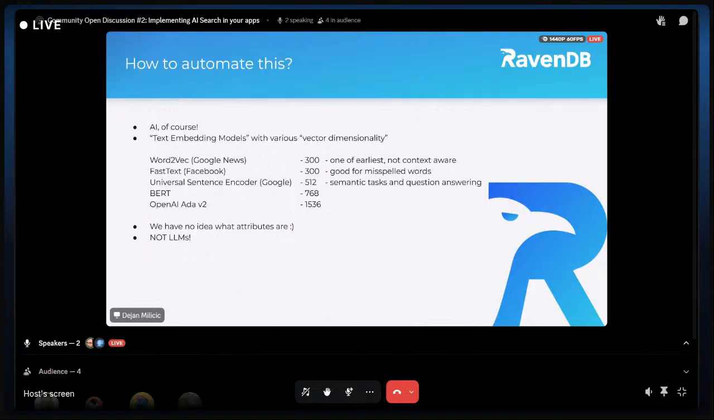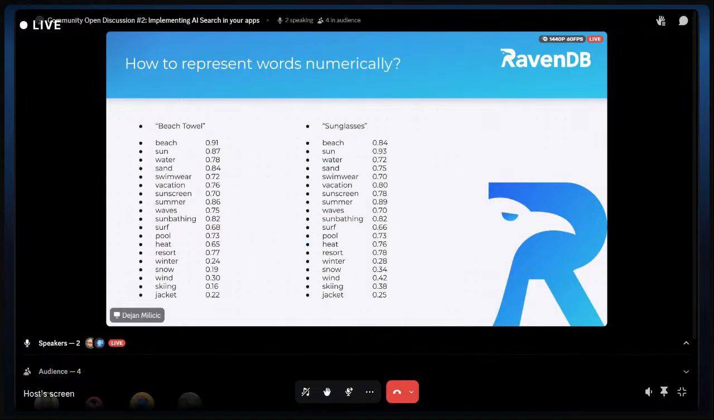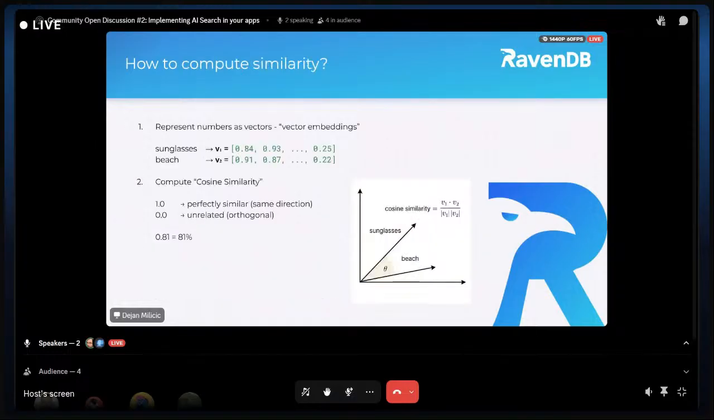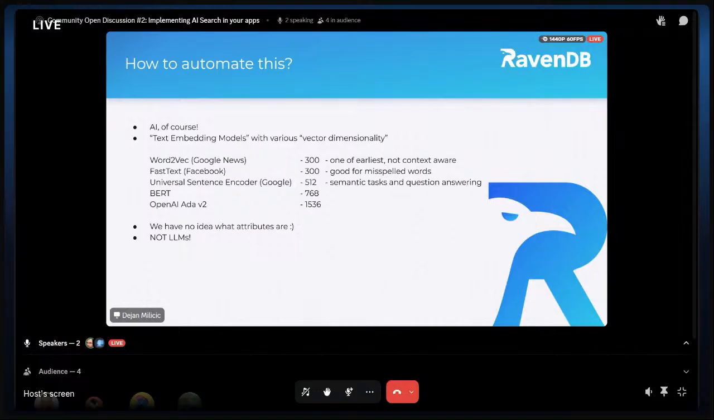Also, what is interesting is that we will not get back something like this. We will not get back attributes and numbers. What a text embedding model will return to us is just a set of numbers. And actually, we have no idea what these numbers represent. That's the magic of the AI that is happening behind the scenes. But what we do know is that each of these models is consistent, and it will consistently produce a faithful numerical representation of the meaning of the phrases that we are sending.